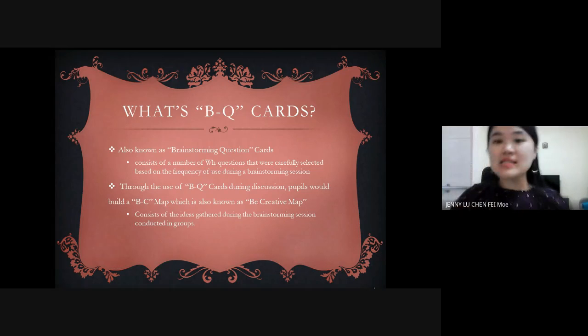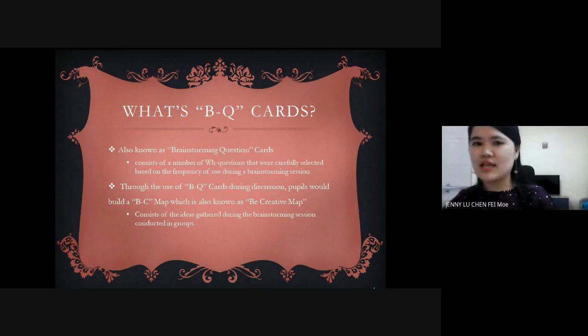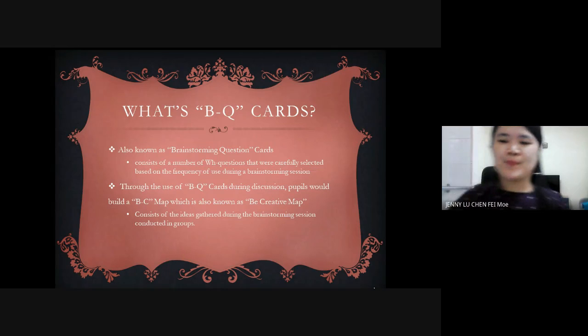So a BC map, or B creative map, consists of the ideas gathered during the brainstorming session, which were conducted in groups. It consists of all kinds of ideas that the pupils gather during the discussion. They write them in, and that is where they select the ideas they think are appropriate and eliminate the unwanted ideas which they think might not fit into that particular story.